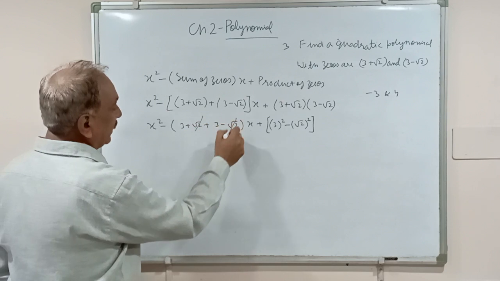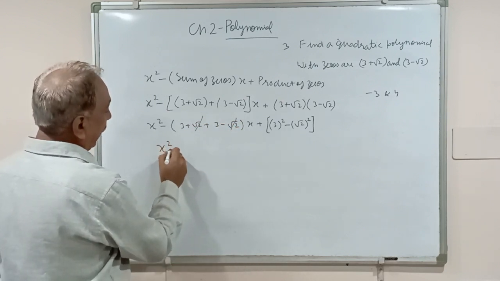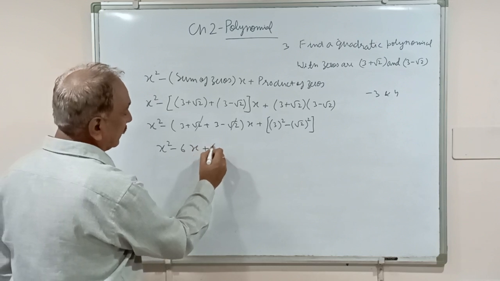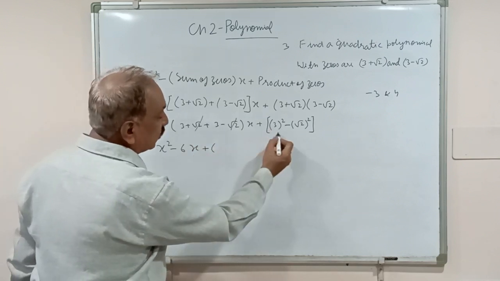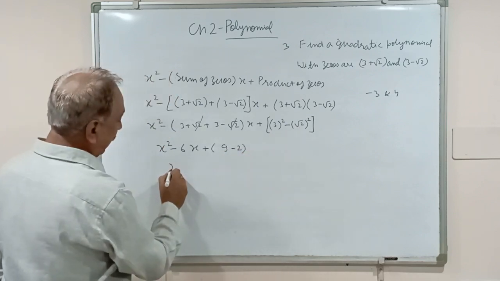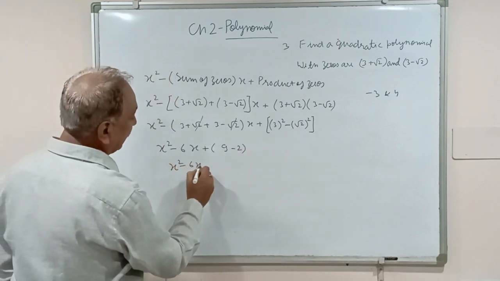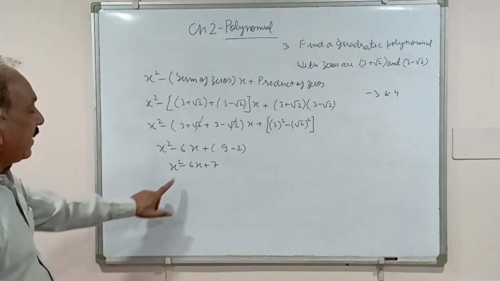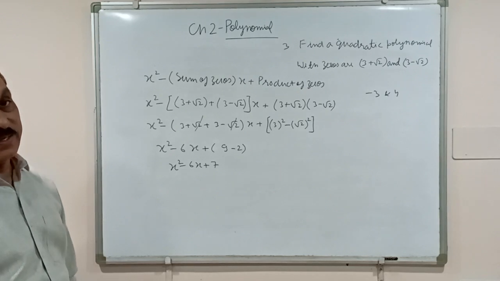Root 2 cancel. x square minus 3 and 3, 6x, plus root 3 square is 9, root 2 square is 2. x square minus 6x plus 7. Equation is x square minus 6x plus 7.